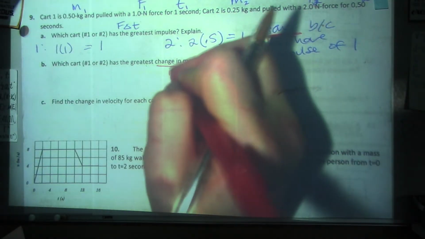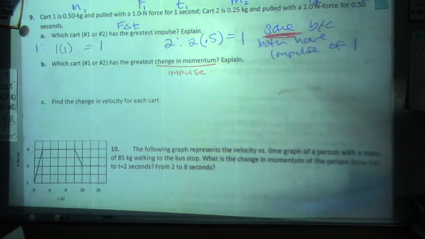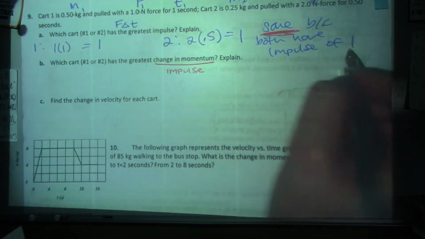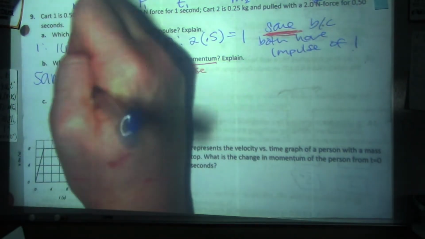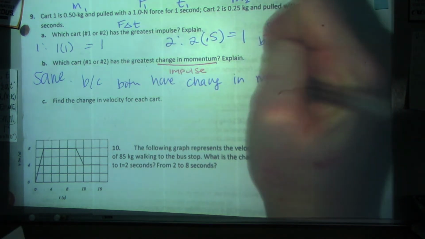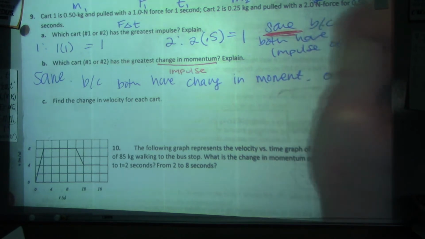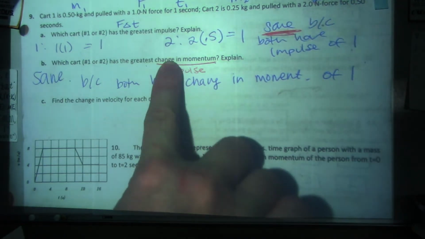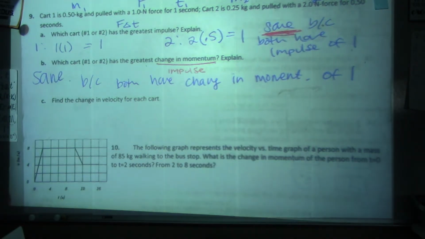Which has the greater change in momentum? Well, change in momentum is the exact same as the impulse. So if they both have an impulse of 1, then they both have a change in momentum of 1. So again, it is the same because they both have a change in momentum of 1, and the reason is that change in momentum is equal to the impulse.